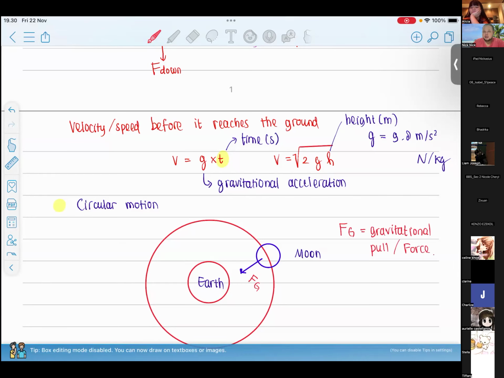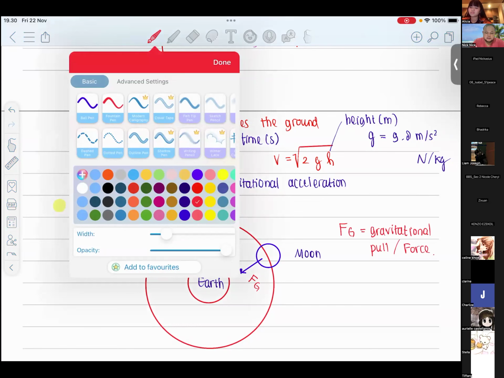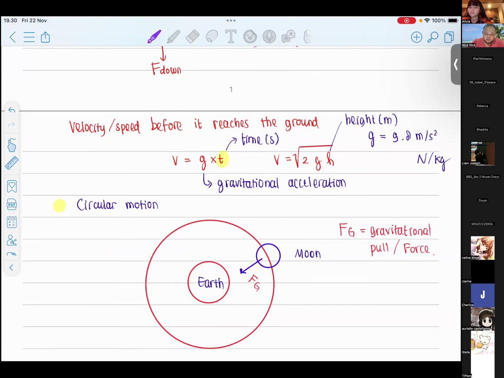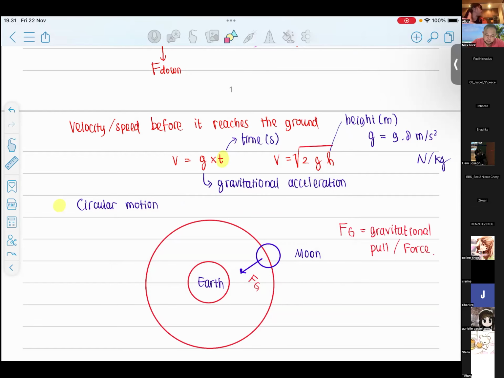And then the moon also has the forward force. Let's say this is F forward. F is what, guys? Forward. Answer me, yeah.